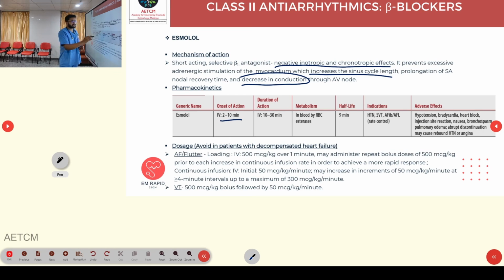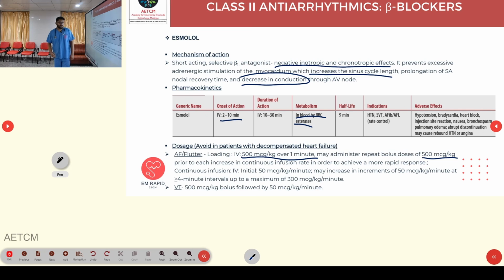It's mainly metabolized in blood by the RBC esterases, and it's used for similar indications, and the adverse effects are also similar. Dosage-wise, we have 500 microgram per kg over 1 minute IV, and we can administer repeat bolus doses of 500 microgram per kg prior to each increase in continuous infusion rate in order to achieve a more rapid response.